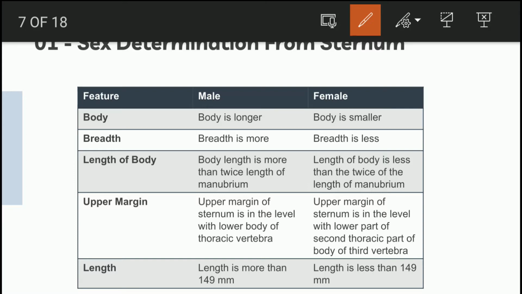So in male, the body length of the sternum will be twice the length of the manubrium, the head of the sternum, or even more than twice. And in female it is less than twice the manubrium, the head of the sternum. And the upper margin of the sternum is in the level with the lower body of thoracic vertebrae, and in female the upper margin of the sternum is in the level of the lower part of the second thoracic vertebra, the body of the third vertebra. Now the length is more than 149 mm in males, and in females it is less than 149 mm.